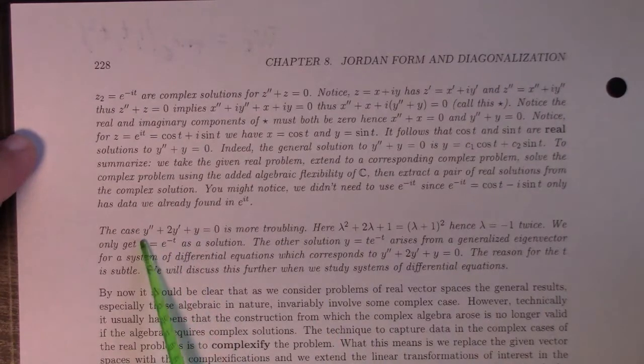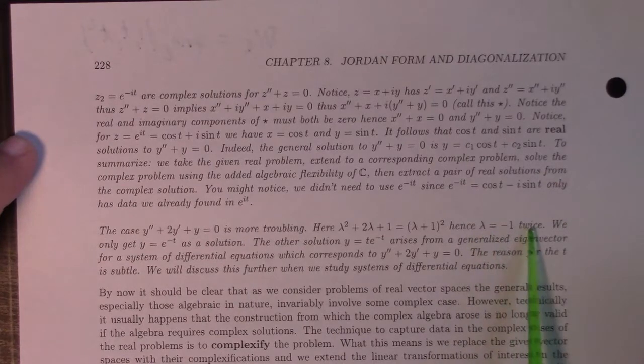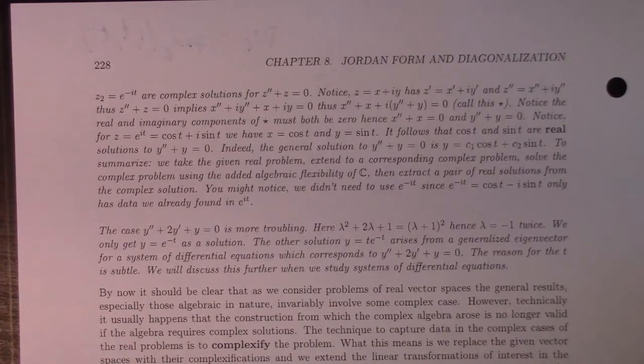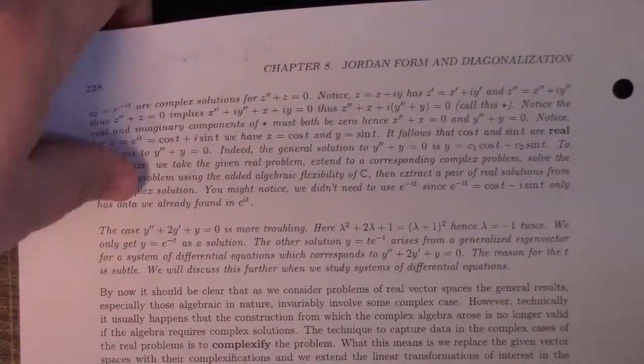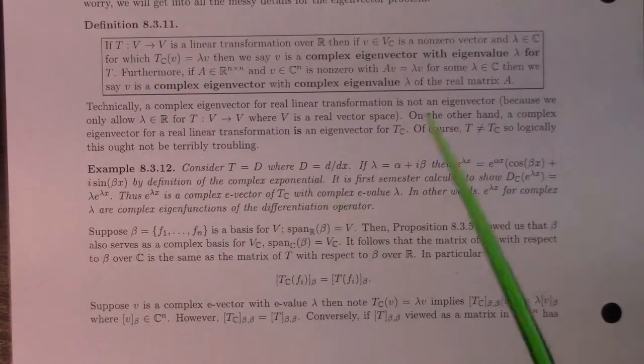You still have pesky things like y'' + 2y' + y = 0. There you get a repeated root of the auxiliary equation, lambda equals -1 twice. And then the other solution actually stems from generalized eigenvectors. All right, but anyway, more about that later perhaps. So anyway, just to complete this thought here, I'll try to pick it up again when we meet again.